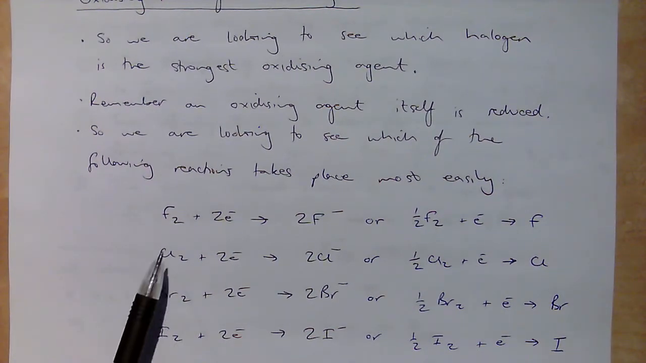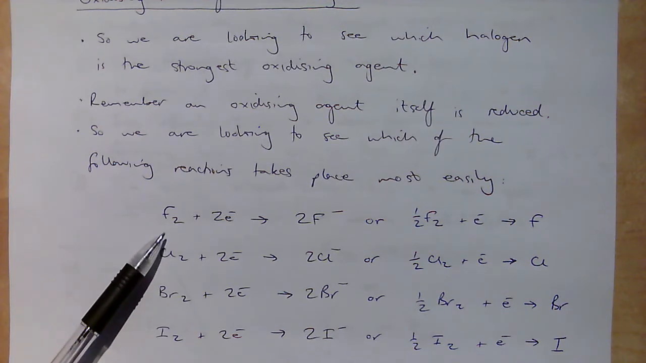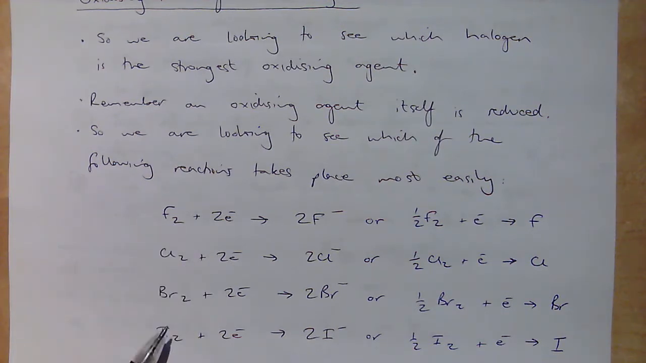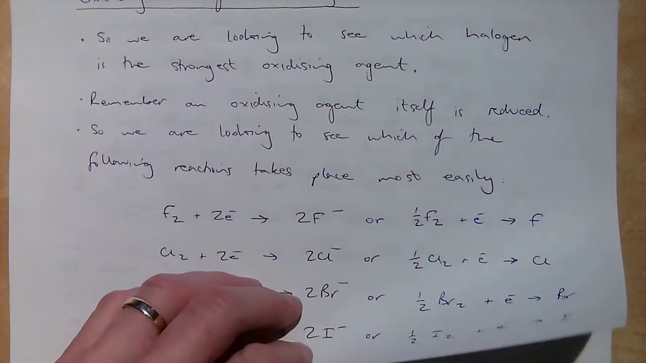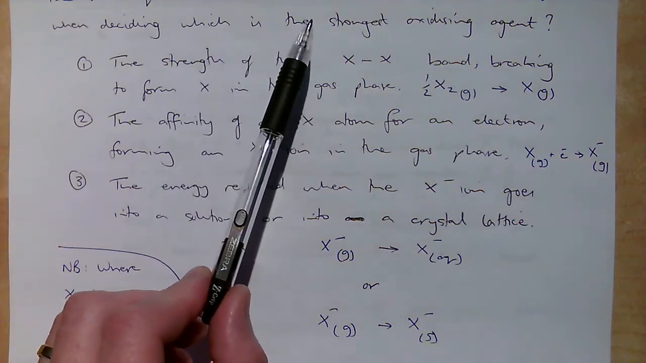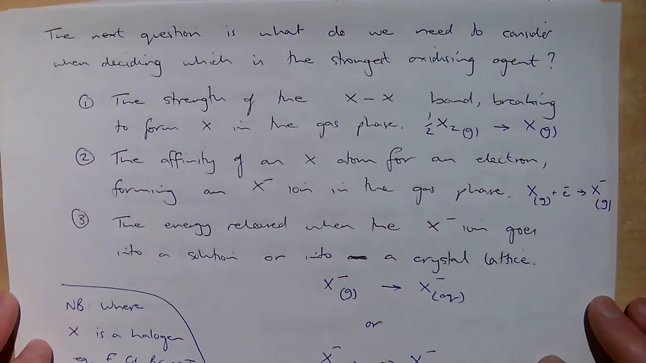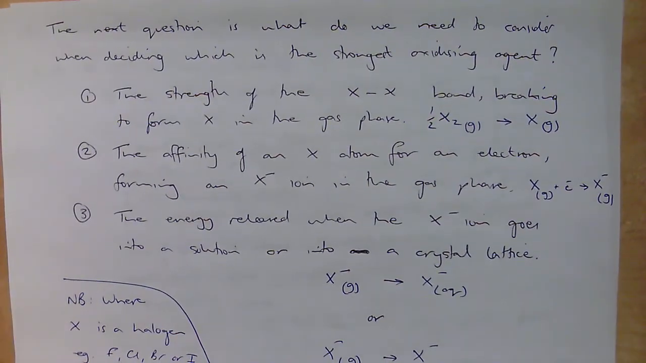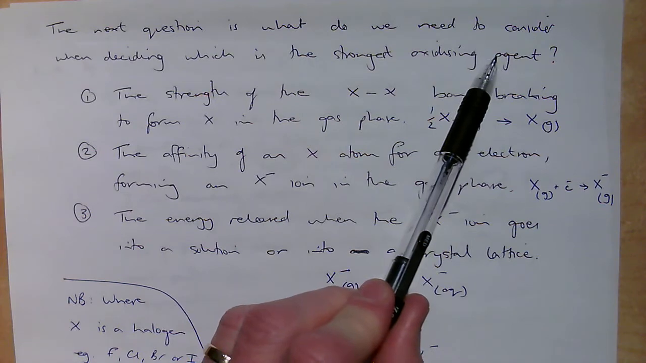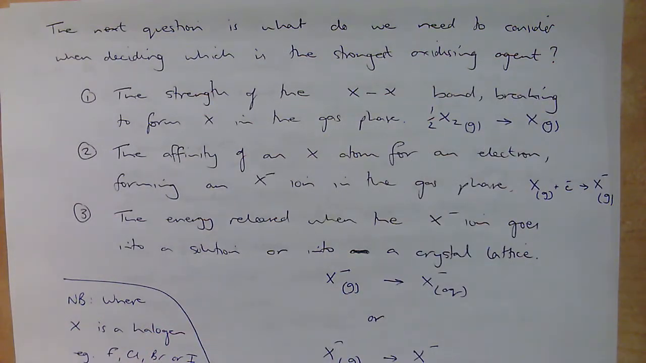Remember, we're looking to see which one of these is the strongest oxidizing agent, i.e. which one of these can gain the electrons most easily. The next question then is, what do we need to consider when deciding which is the strongest oxidizing agent? Right, this is really important now. We've got to consider 3 things.